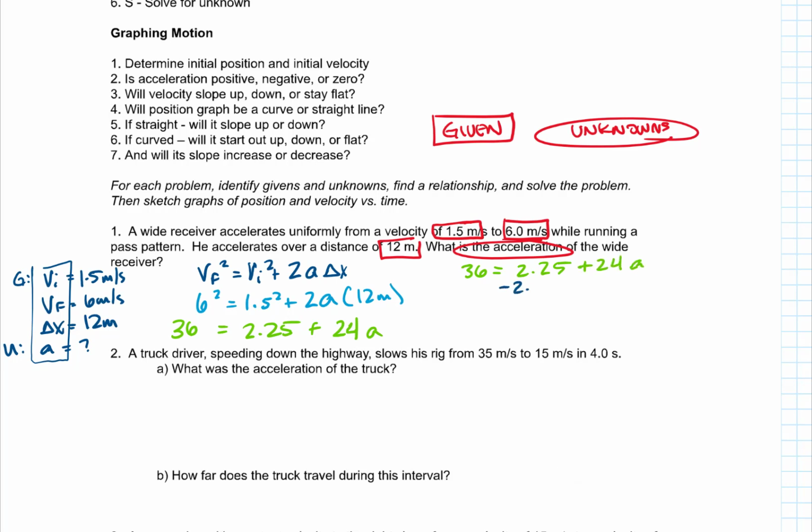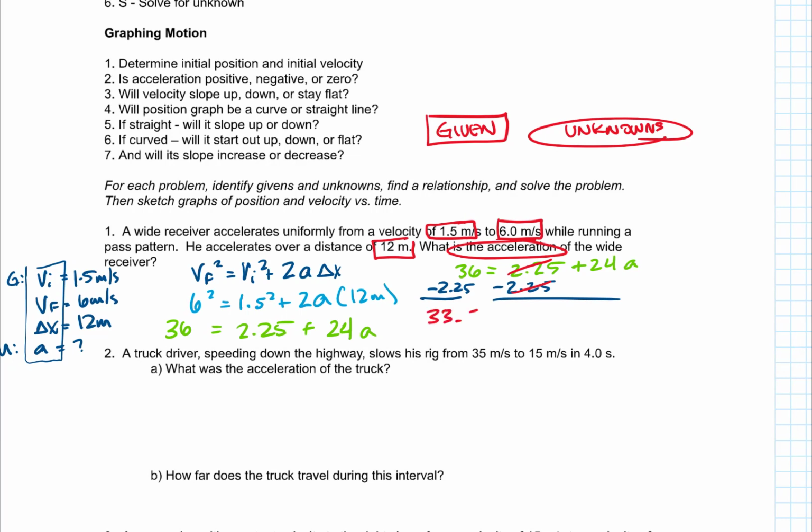We'll subtract 2.25 from both sides. Add all that together on both sides. 36 minus 2.25 is 33.75, which is equal to 24 times the acceleration. Divide both sides by 24. And the acceleration, when you put that into your calculator, comes out to be 1.4 meters per second squared.